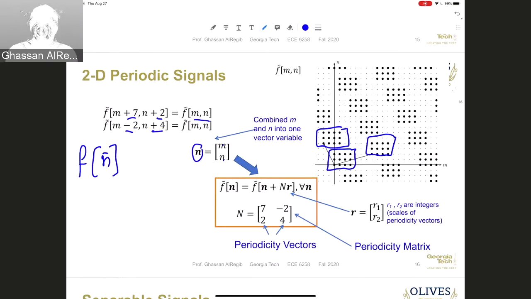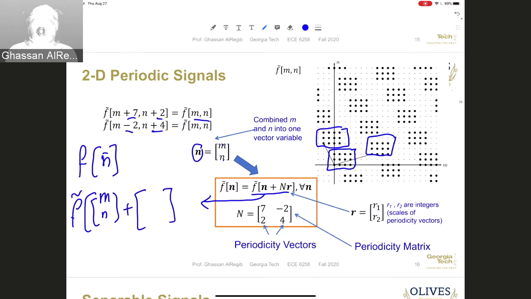So if you look carefully at this notation here, this is nothing but F tilde of M and N, plus a 2 by 2 matrix multiplied by our R1 and R2. Now, this M and N are variables. This 2 by 2 matrix in here used to be one number, capital T, in the one-dimensional case. In here, this is a 2 by 2. We refer to this as a periodicity matrix. And then we have R1 and R2. These are integers to scale, to tell us basically, am I at this copy?